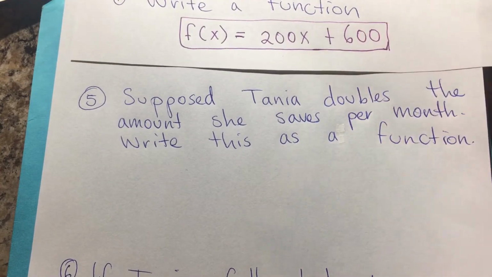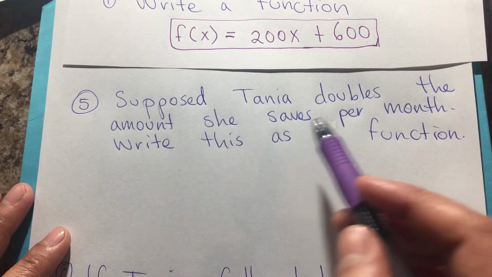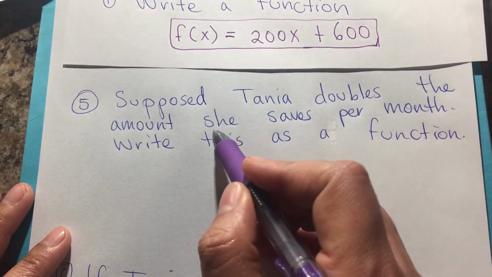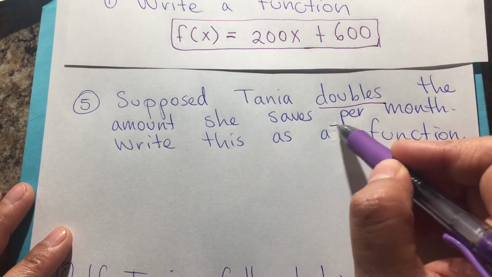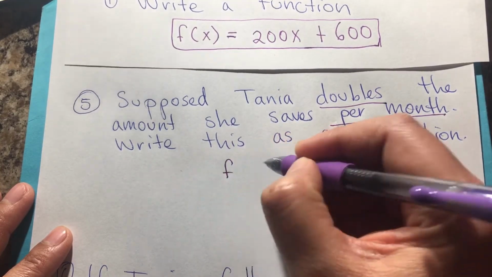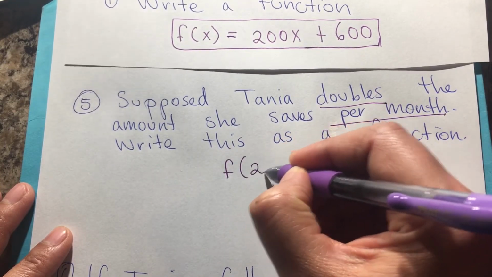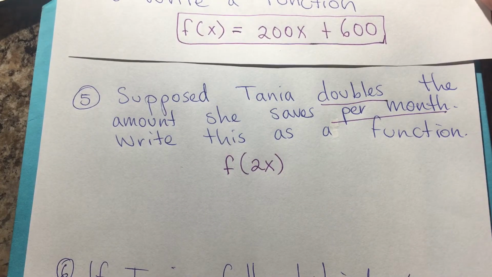The next one says, suppose Tanya doubles the amount she saves per month. Again, doubles, and it's the money per month. So in this case, it's going to be f of 2x. That's all you have to write. Let's go with the next one.